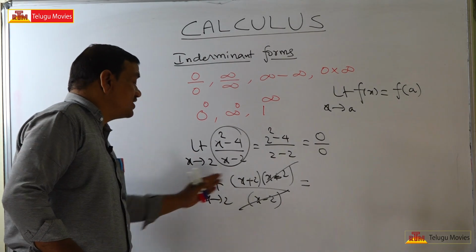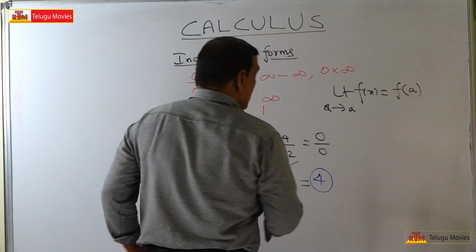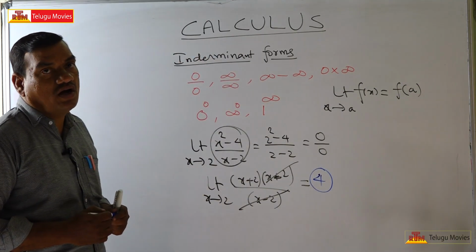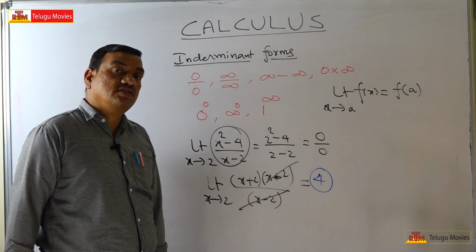Now as x tends to 2, substitute: 2 plus 2 is 4. 4 is your answer. Understand? 4 is a finite value. That's why this is your answer.